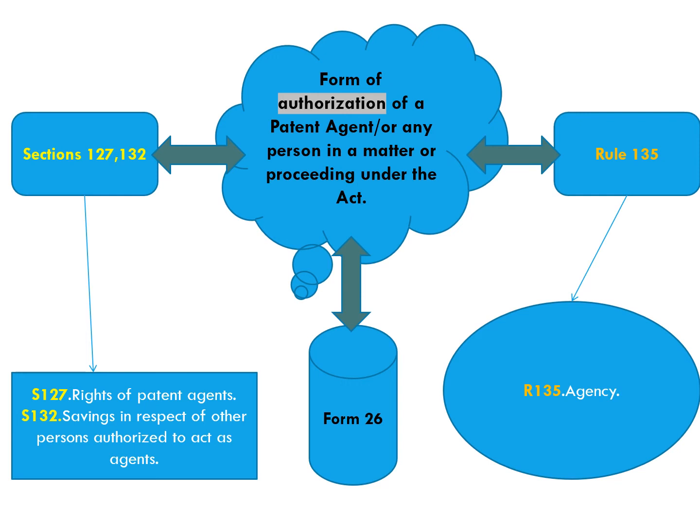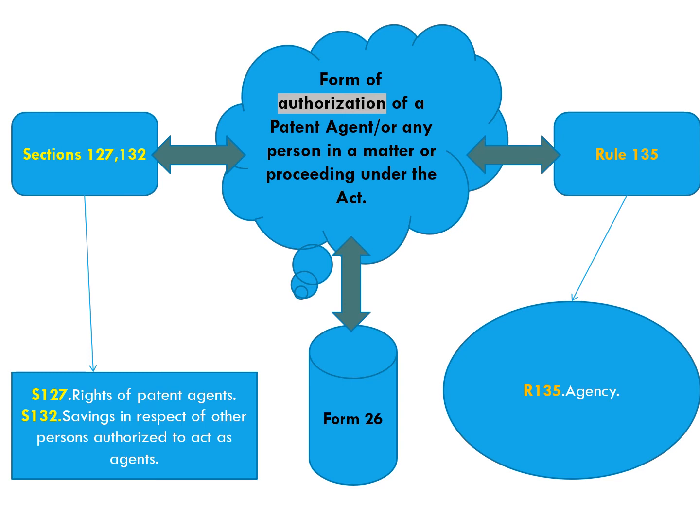The title is form of authorization of a patent agent or any person in a matter or proceeding under the Act. Okay. So the related sections are 127 and 132. The related rule is 135. Section 127 says rights of patent agents, and section 132 says savings in respect of other persons authorized to act as agents. Fine. So here the keyword is authorization. Okay. So agency is required. That's why rule 135 deals with agency, and this is regarding the rights of patent agents actually.